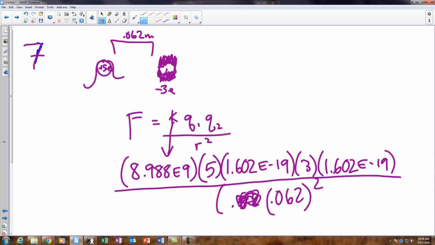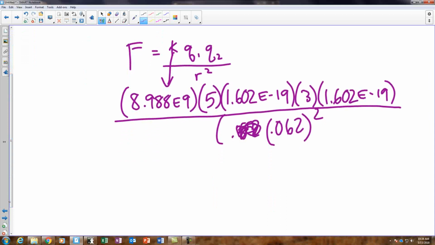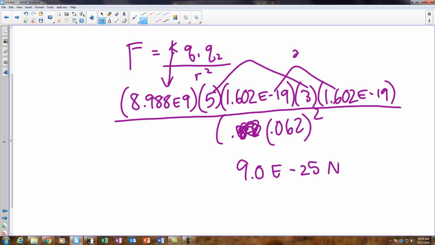Is 0.062 squared on the bottom. That's the radius or the distance between them. Couldn't we do 1.602 E negative 19 squared times 15? Yeah, you could do a 15 from those, and this could be squared because it's repeated. So it's just a matter of how you type it in the calculator and your approach. If you get it right, 9.0 E negative 25. And that would be in newtons because this is a question about forces.